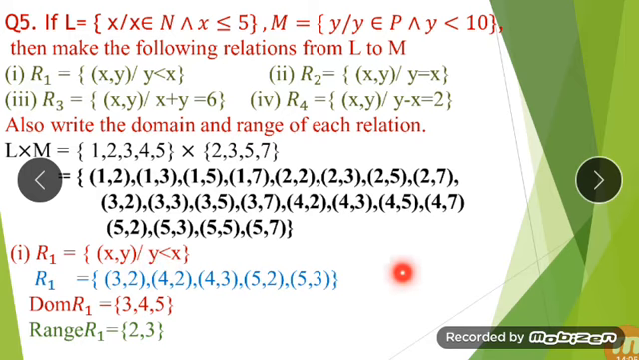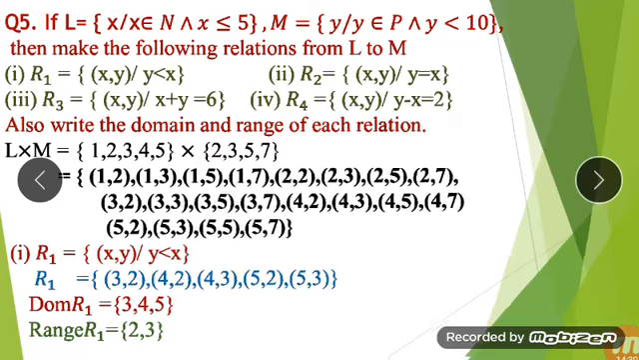So this is the first relation that we have made, and this relation is a subset of the Cartesian product. We also have another part of the question, that we have to find the domain and range as well. So the domain will be 3, 4 and 5, whereas the range will be 2 and 3. You can see here that 2 is repeated, and similarly 3 is also repeated, so you are just going to write it once.